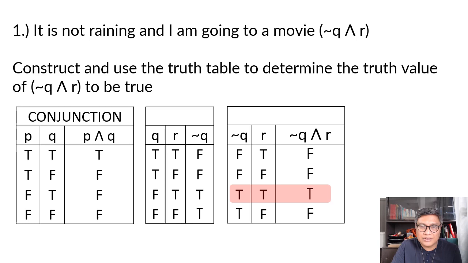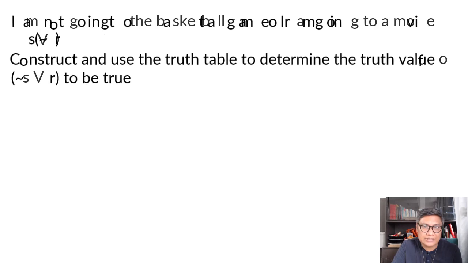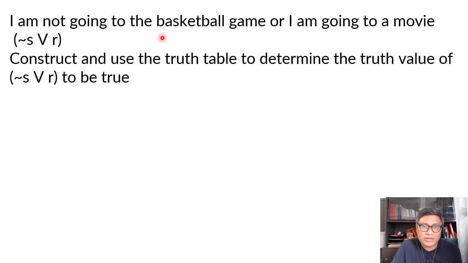So another example is: I am not going to the basketball game, or I am going to a movie. Given by these symbols, the connective used is or, so we have our V to represent or. So this is a disjunction. Then we have here: construct and use a truth table to determine the truth value of your compound statement to be true. So in other words, what combinations can we have so that the entire compound statement is a true statement? Could it be that one is true and the other one is false?